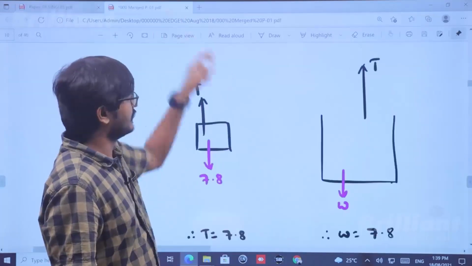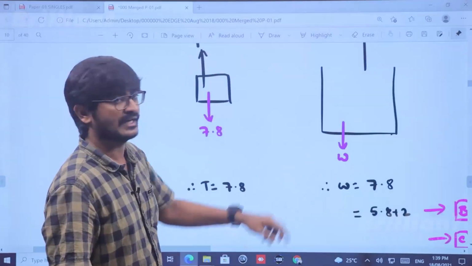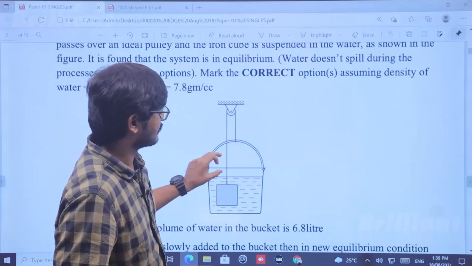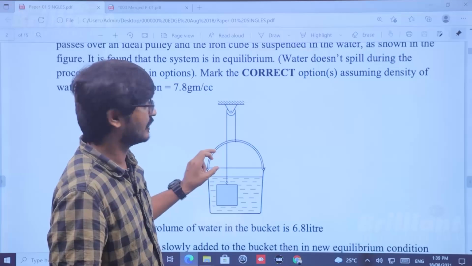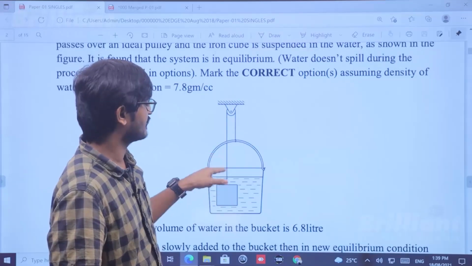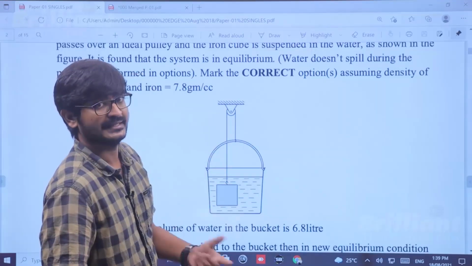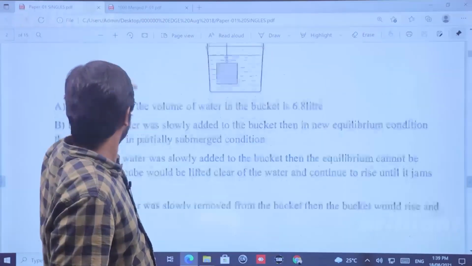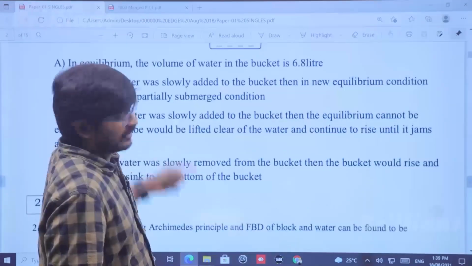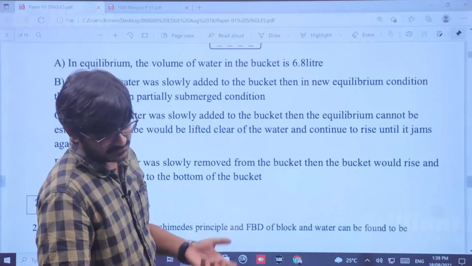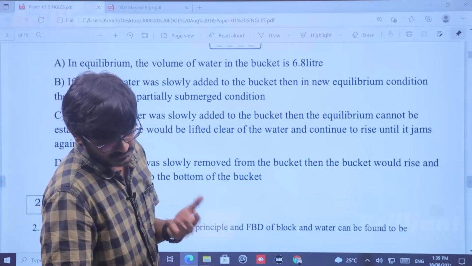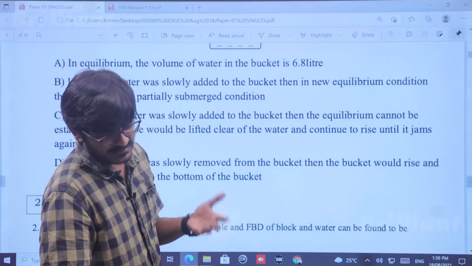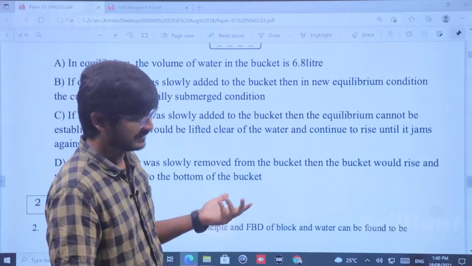When we pour 2 liters, what will happen? This block will come out of the water. It won't be in touch with the water anymore. There won't be any force between water and the block when we pour 2 liters. So up to 2 liters, if you look at the options, option B says if 1 liter was slowly added to the bucket, then in the new equilibrium condition the cube will be partially submerged, right?